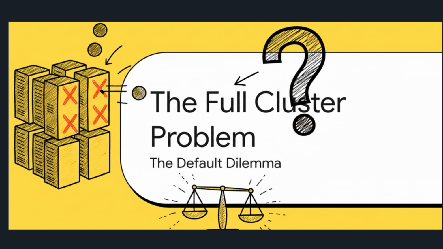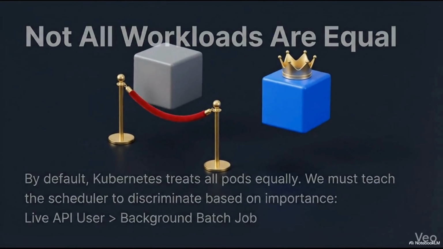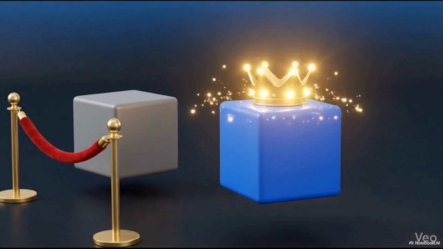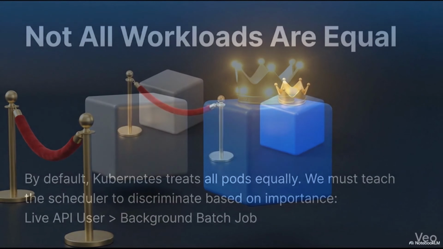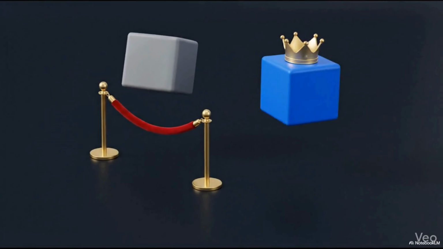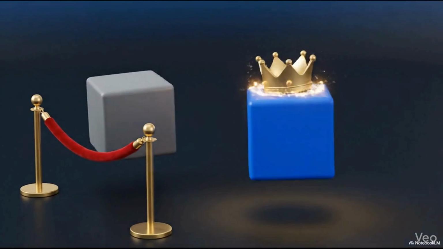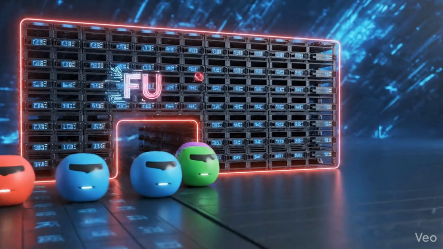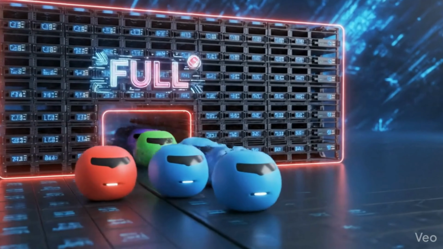First up, let's really get our heads around the default dilemma, because without any special setup, the way Kubernetes handles a full cluster, well, it can be a real problem. See, by default, Kubernetes is totally fair. It treats every single pod the same. Your mission critical API gateway is just as important as some background analytics job. So when that cluster fills up, your critical new pod just sits in a queue, stuck in pending, waiting for space to magically appear. And in a production system, that's not going to work.